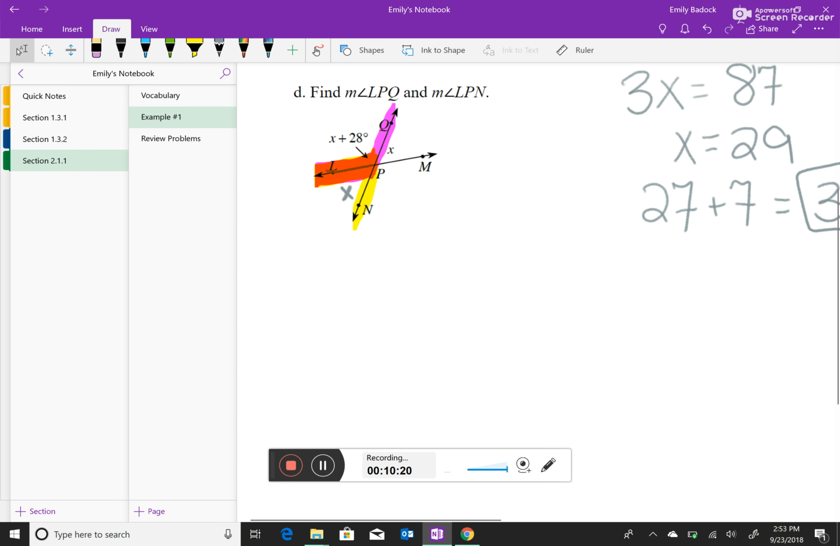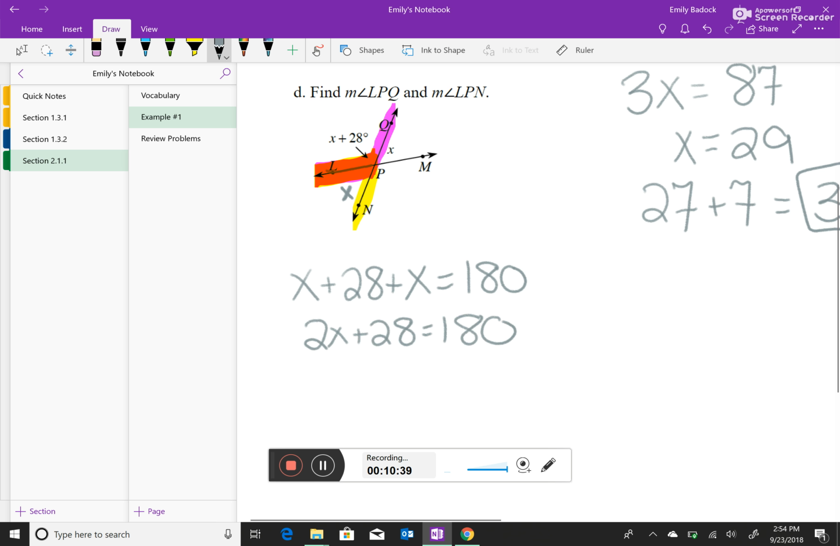So all I'm going to do is x plus 28 plus x equals 180 degrees. I'm going to combine like terms like always and have 2x plus 28 equals 180. I need to get 2x by itself, so I'm going to take 180 and subtract 28 from it, and I get 2x equals 152. And then I'm going to divide by 2, so x is going to equal 76.